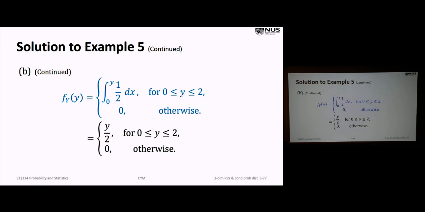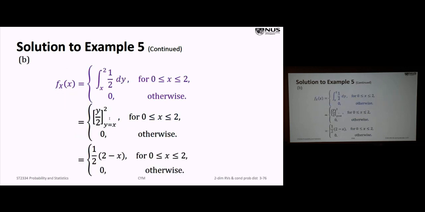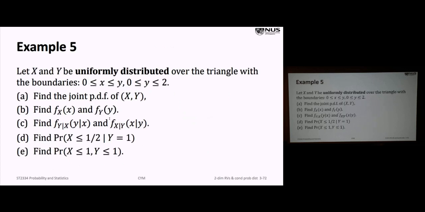Again, this is very similar to what we did before. So I integrate this, and x over 2 between 0 and y is y over 2 if y is between 0 and 2. And of course, if y is not between 0 and 2, the joint PDF is 0, hence the marginal is 0. Okay, that's part B. So now we go to part C.